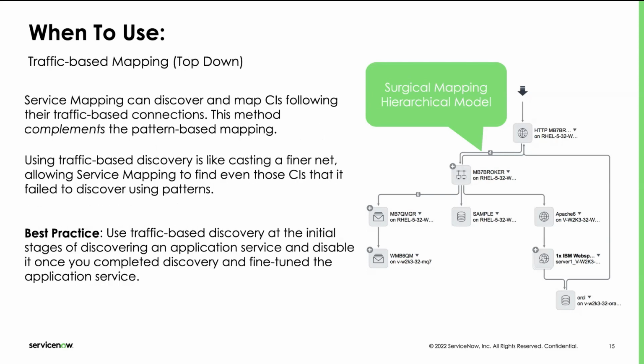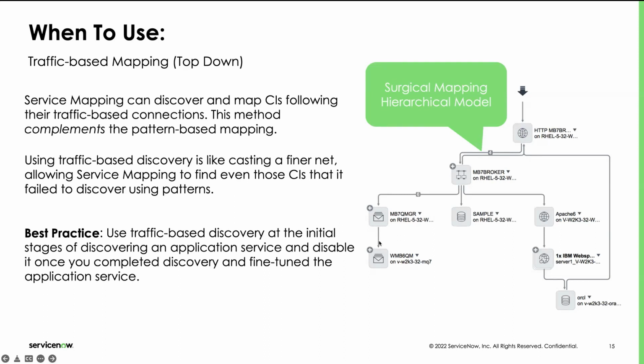So the second piece for top-down service mapping is what we call traffic-based mapping. So this is, again, used to complement our pattern-based service mapping. And just as it sounds, it uses traffic-based TCP connections between your CIs to build out our service maps. With this method, as you see here, it really casts a finer net, as it is using those traffic-based flow of connections between each CI that you see there.